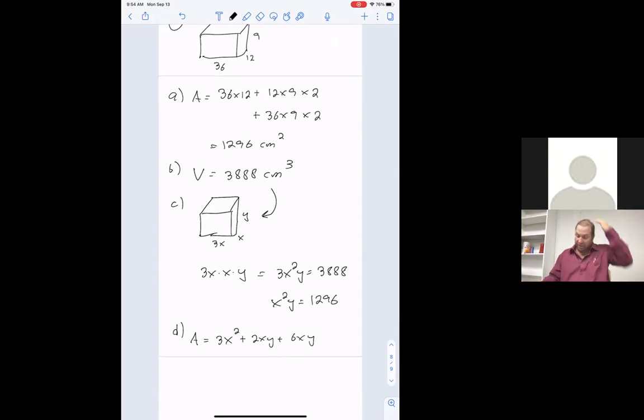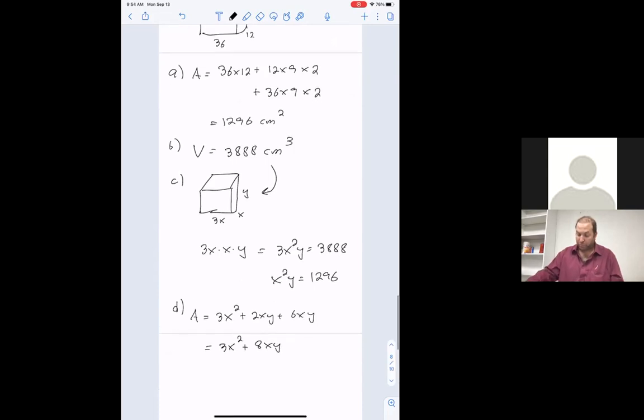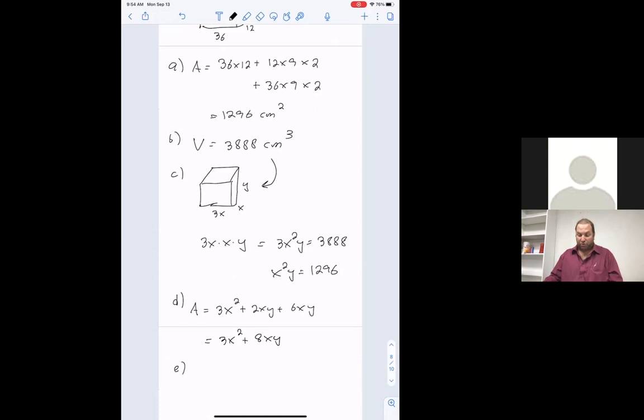So here we have area equals 3x squared plus 2xy plus 6xy, or 3x squared plus 8xy. E. Use your answers to part C and D to show that the area is equal to 3x squared plus 10,368 over x. Well, where'd the y go? No problem. Take this one here. y equals 1296 over x squared.